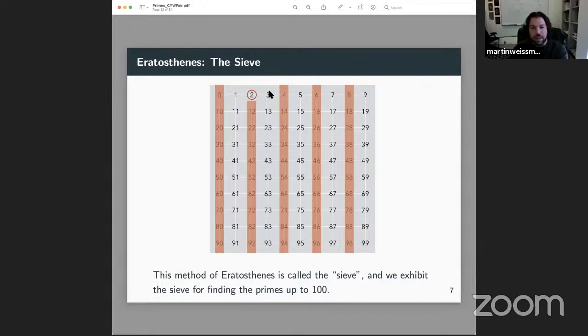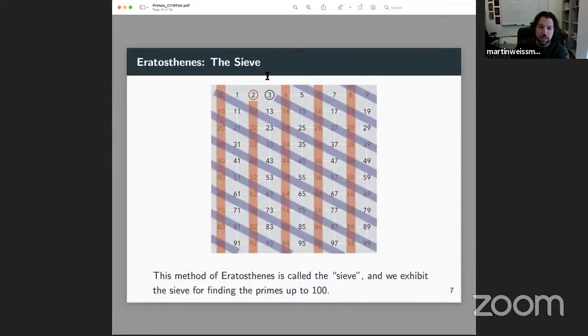The next number that's not crossed out is 3. So 3 is prime, because it hasn't been crossed out by a smaller number. You circle it, and then you cross off all the multiples of 3, just like this. I've crossed out 3 and 15 and 27 and 6 and 9. They form this nice pattern of diagonal stripes. All those numbers aren't prime: 6 can't be prime, 9 can't be prime, 12 can't be prime, because they all have 3 as a factor.